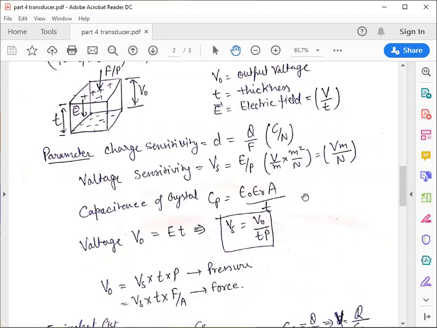Now the capacitance of the crystal. We know that the capacitance of a parallel plate capacitor is epsilon naught epsilon A by D. Here D is equivalent to T.